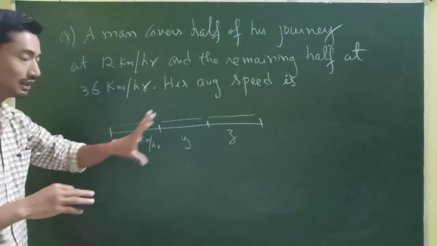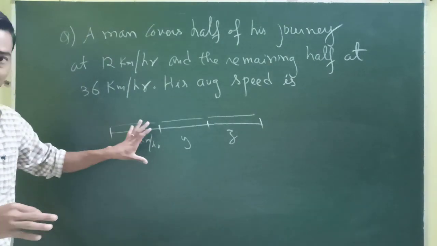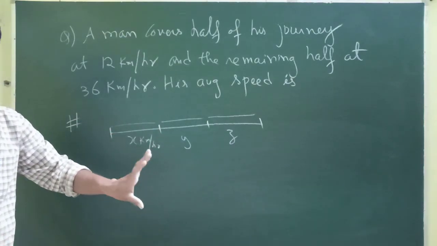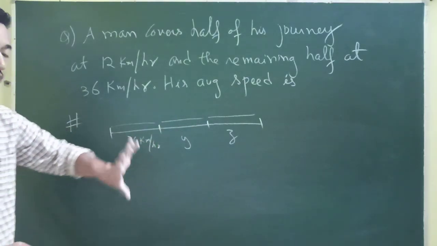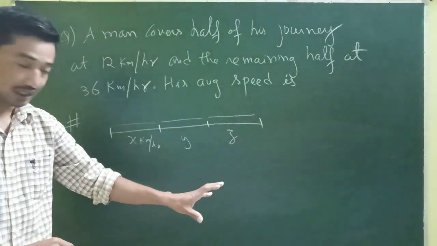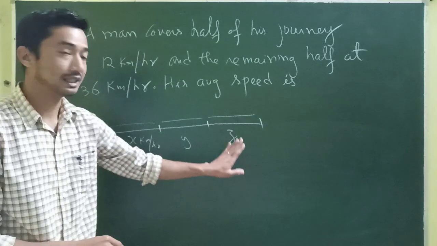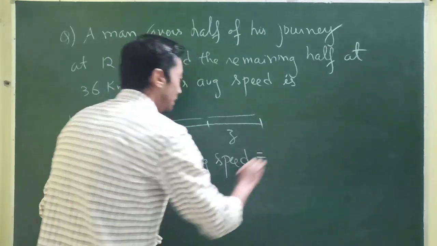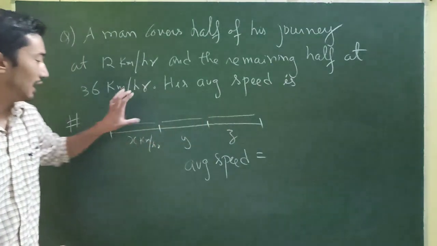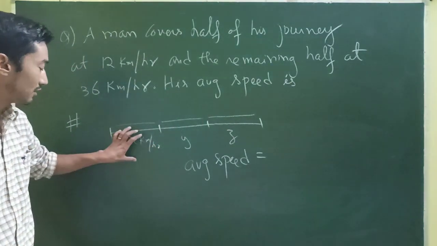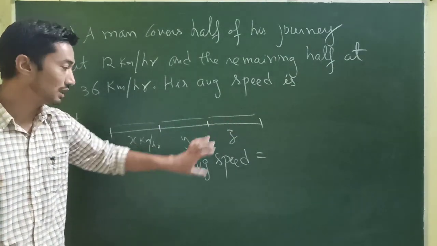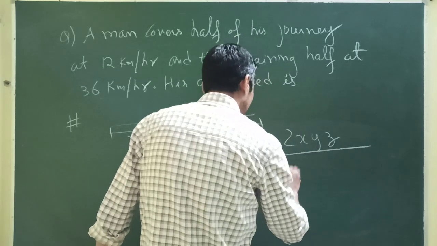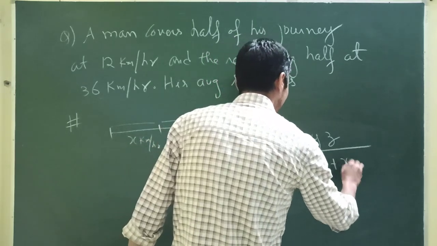I don't want to write down again, of course. So if you can just write down, the second condition, that is, if they cover equal distances at 3 different speeds, x kilometer per hour, y kilometer per hour, and z kilometer per hour, then their average speed will be given by this formula: 3xyz divided by xy plus yz plus xz.